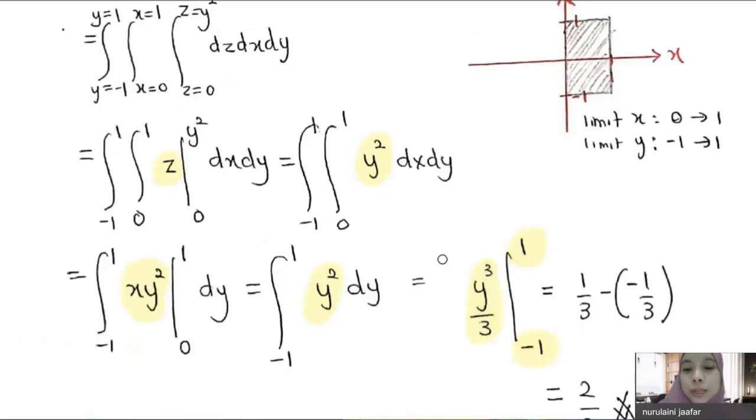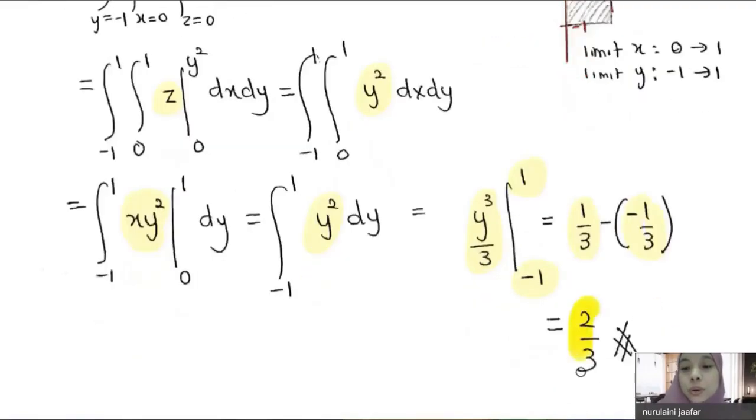Then substitute the values. Substitute 1, you get 1 over 3. Substitute negative 1, so you get negative 1 over 3. So 1 over 3 minus negative 1 over 3, we get 2 over 3.